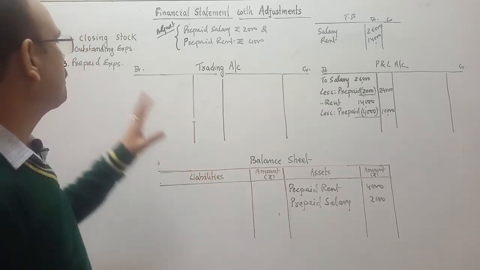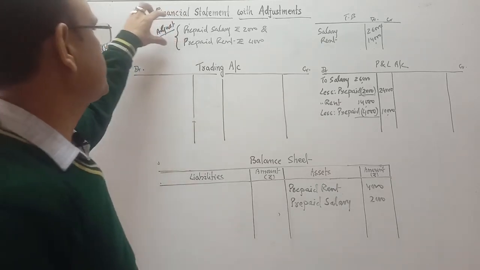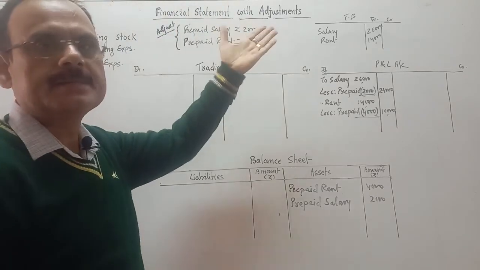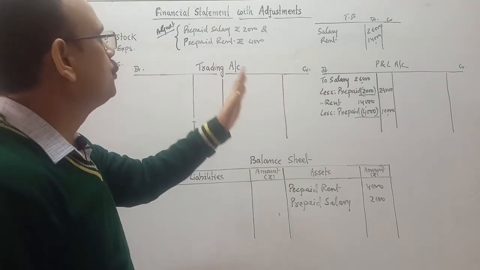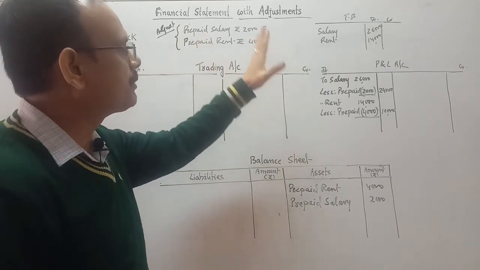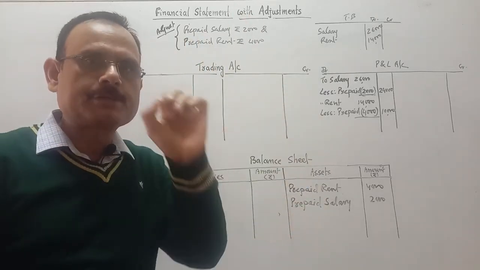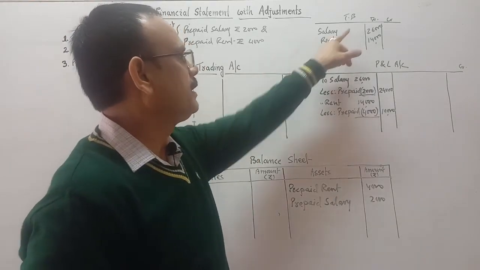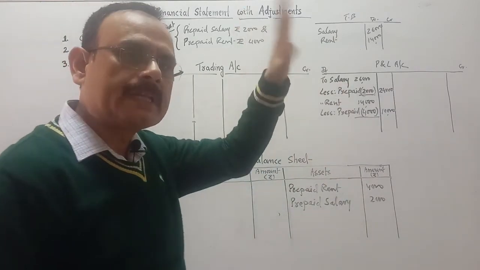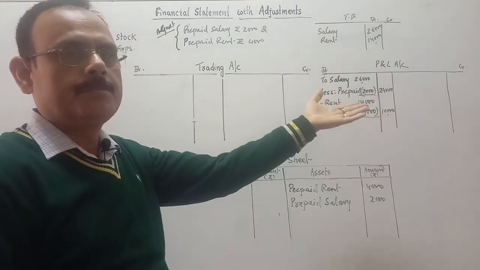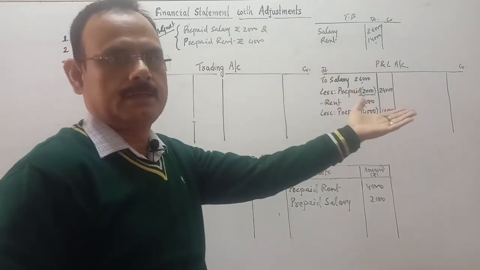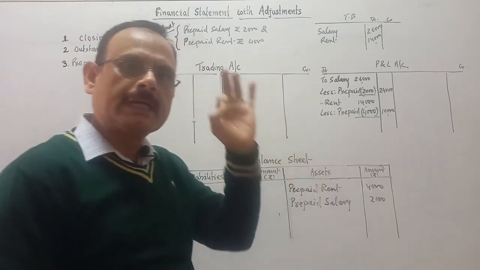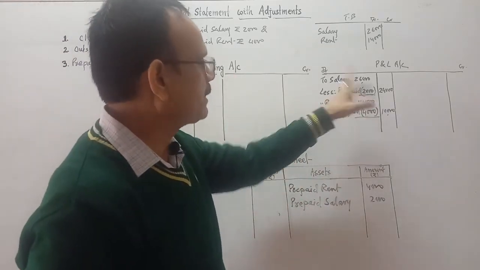So what do we do with the prepaid expenses? Prepaid expenses which are given outside the trial balance are an adjustment. Prepaid expenses will be deducted from that particular expense to know the actual expense of the current year. So from the salary in the trial balance, 26, we deduct the prepaid. Prepaid means paid in advance for the next year. So this is not the expense of the current year, and here we are going to calculate the net profit of the current year. That's why we have to deduct it.